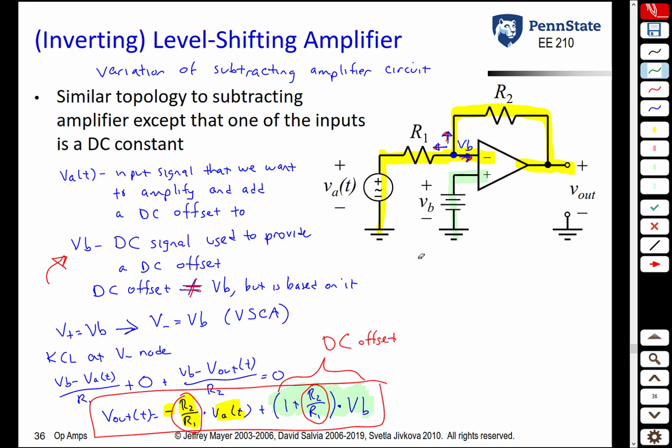So what exactly does this circuit do? Let's draw a simple example to show. Suppose the input signal is a sinusoid. The output signal then would be an amplified version of the input that's inverted, and it has a DC offset. So the output might look something like this.